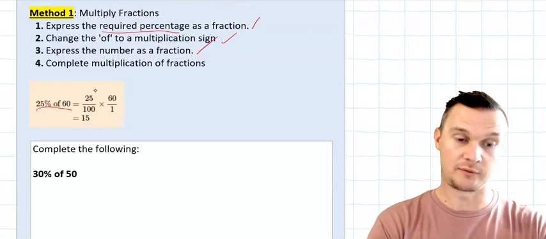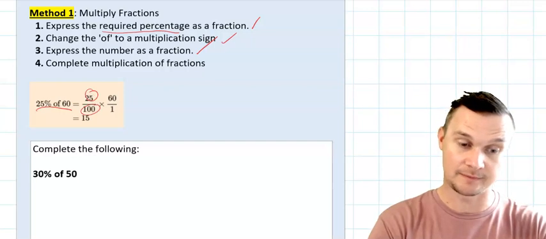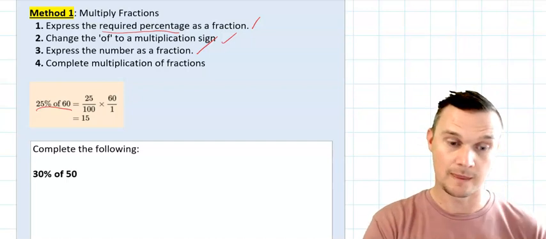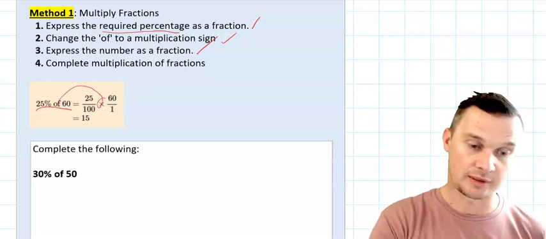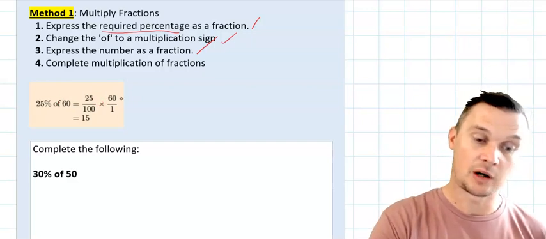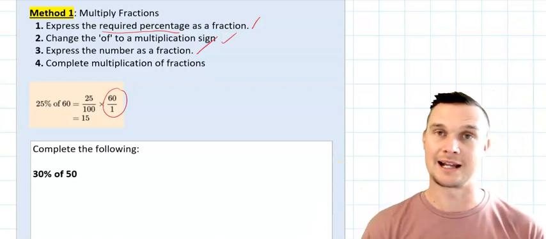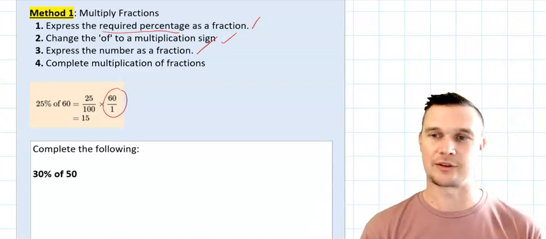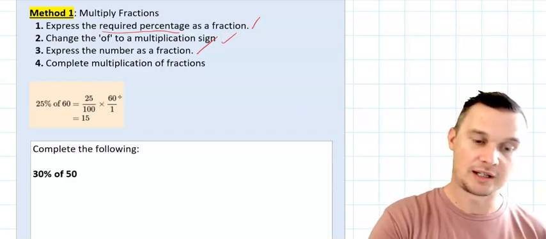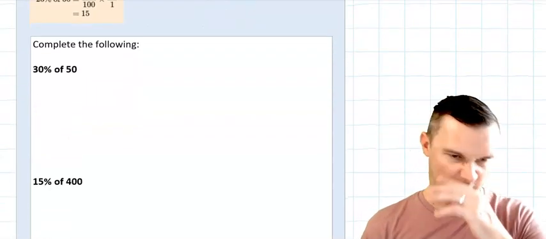So step 1, I've converted the percentage to a fraction. So it's 25 out of 100. I've changed the of to a multiplication sign, and then the number, in this case 25% of 60, I've also converted to a fraction. So it's 60 over 1. Any number you want to convert to a fraction, just add the denominator of 1. And then when we do multiplication of fractions, we get the answer of 15. It's as simple as that, but let's do a couple of examples so you get a good idea.